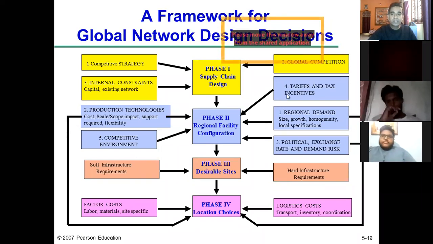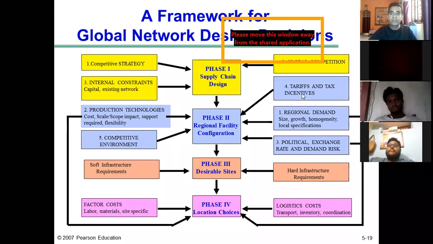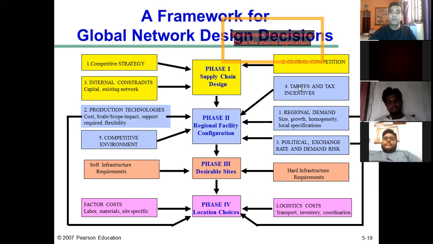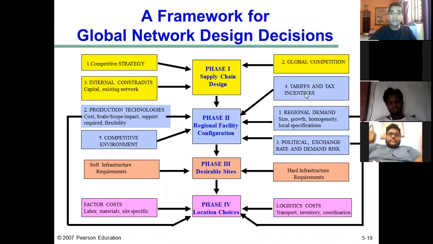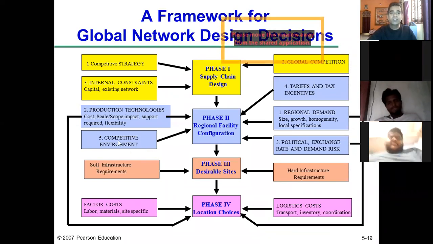Fourth factor to be considered is tariffs and tax incentives. If imports and exports are involved in the operations of a business firm, then in the country in which you are going to operate, if you are going to import certain raw materials, how will it affect your overall supply chain cost and profits? The tariffs and tax incentives have to be taken into account in different regions. And finally, the competitive environment of the Indian market and how our company strategy is going to be different.